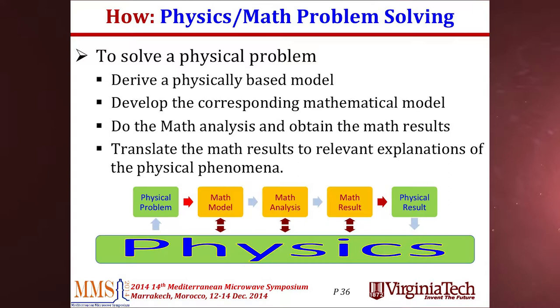And you see the first arrow is less reddish than the last arrow. The last arrow is the most difficult one. Many people can do the middle arrows here, the gray ones, but the first arrow, few people can do it, and the last one, many people ignore it. They get the math result and they think we are done.